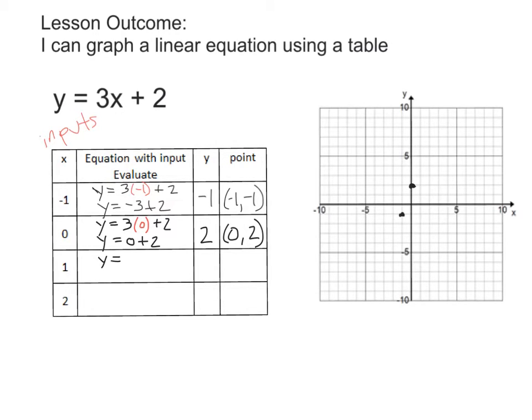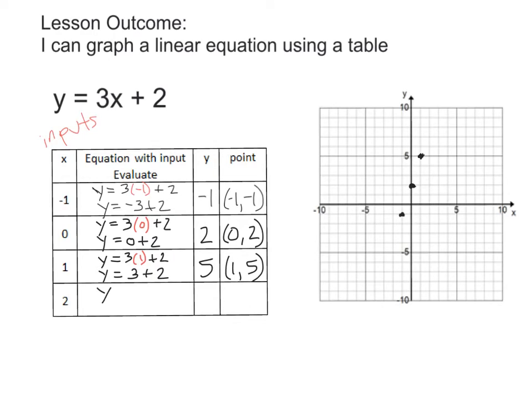The next one, y equals 3 times our x value, our input, which is 1 this time, plus 2. Y equals 3 times 1, which is 3, plus 2. And 3 plus 2 is 5. So our point is, an input of 1 provides us with an output of 5. So our point is 1, 5. 1 on the x-axis, 5 on the y, will give us this point right there.